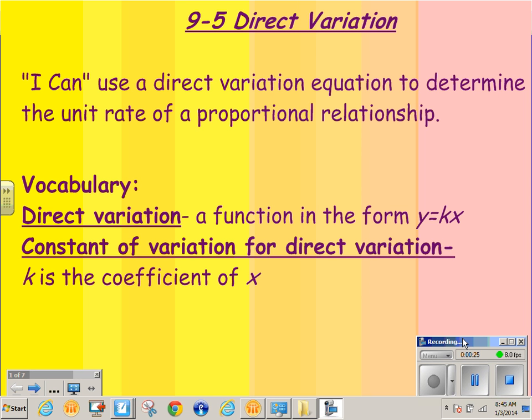Direct variation, you remember, is a function in the form y is equal to kx. We're familiar with that. And the constant of variation for direct variation is the k. So k is the coefficient of x. And so k means the constant of variation or the unit rate.